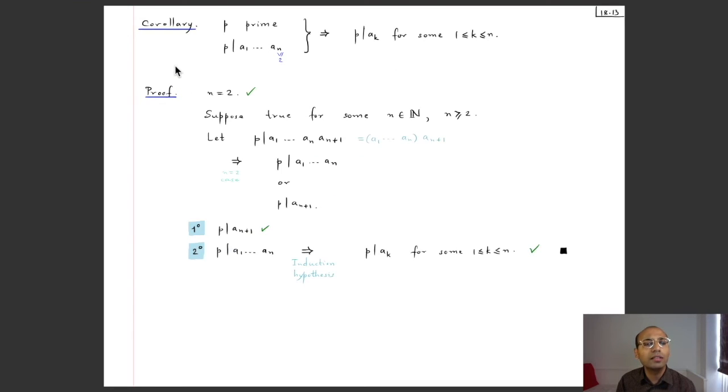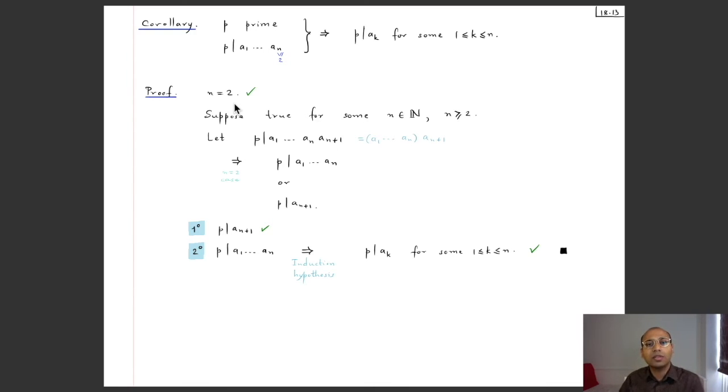We now generalize the theorem that we have just learned to more than two factors. So we will derive the following corollary from the theorem that we have just learned, that if P is a prime number which divides the product of n numbers where n is bigger than or equal to 2, then P has to divide at least one of them. So P divides a_k for some k which is bigger than or equal to 1 and less than or equal to n. So we will prove this by induction on the number of factors. The base case is when n is equal to 2, and that we have just covered in the theorem.